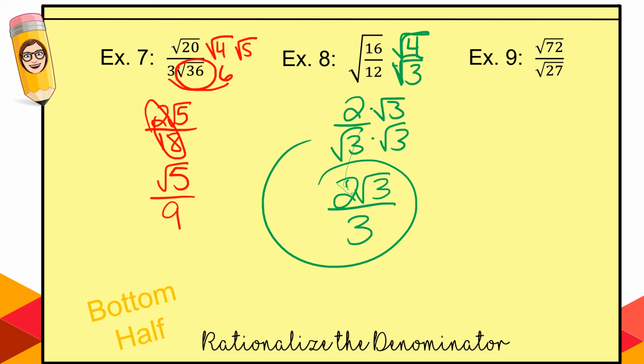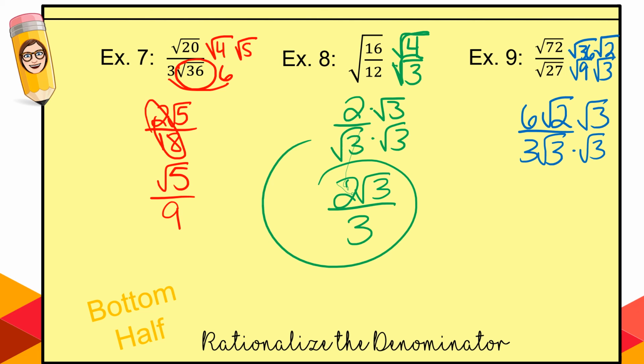Lastly, example 9, you have some options, but definitely I encourage you to reduce first. So square root of 27 breaks down to 9 and 3. Square root of 9 is 3. Okay, that makes things easier. 72 divides by 36. Square root of 36 times 2. That breaks it down a lot. Square root of 36 is 6, and I have square root of 2 remaining. Let's multiply top and bottom by square root of 3. Now I'm going to do two things at once. 6/3 reduces, you guys. That's just 2 over 1.